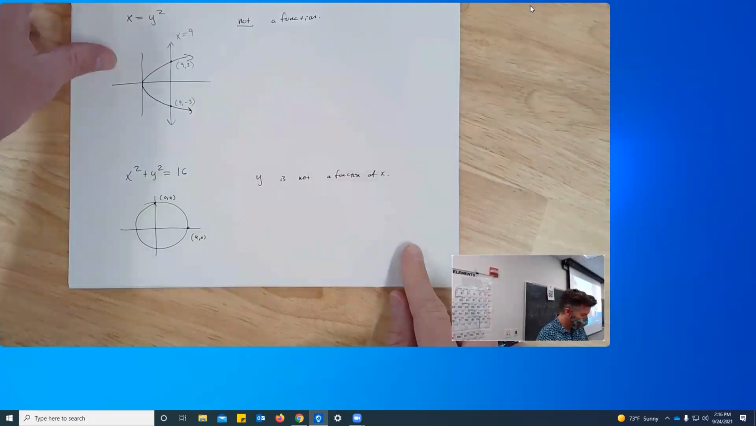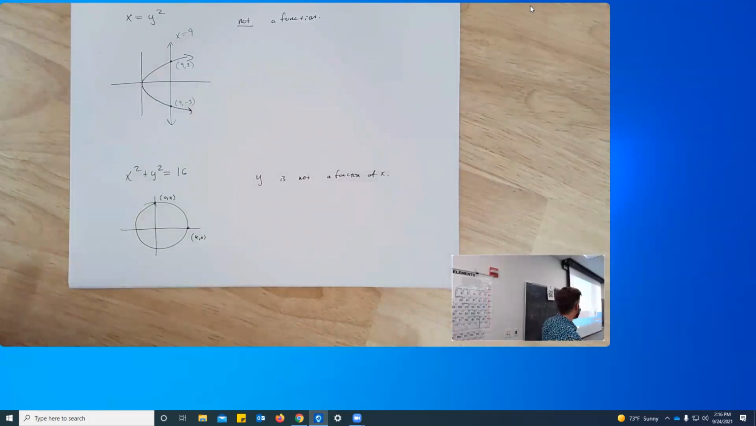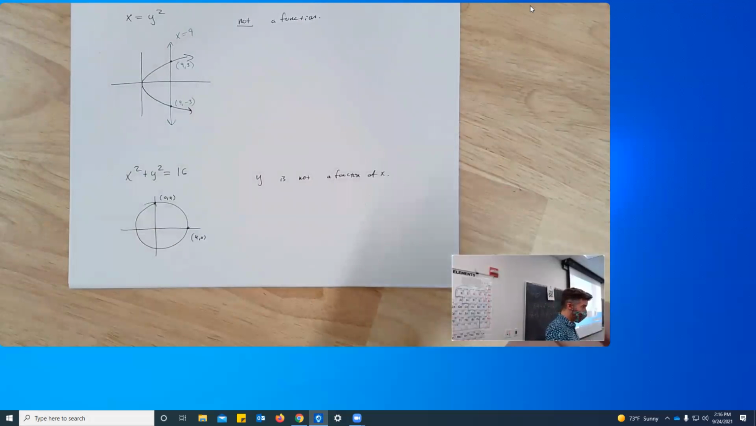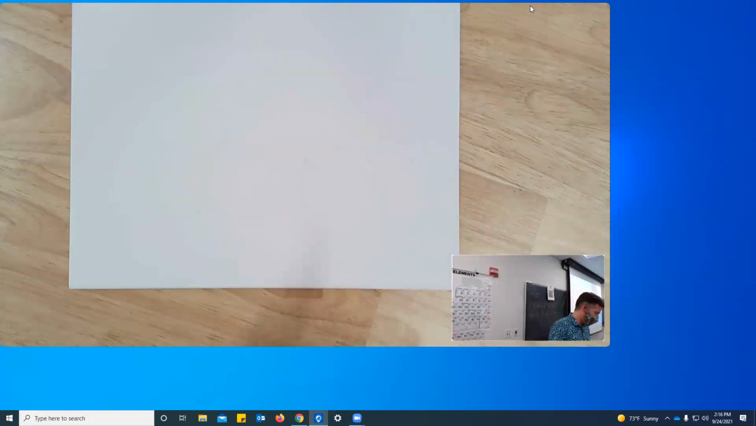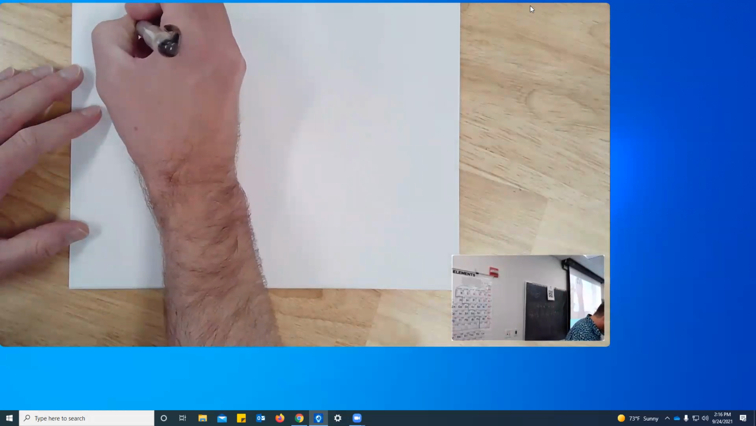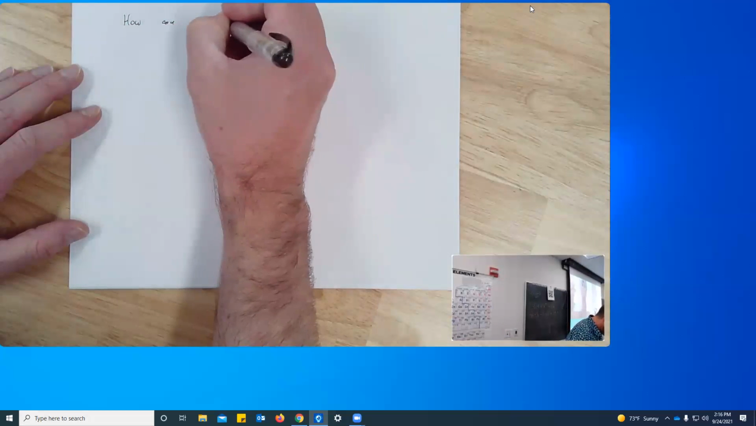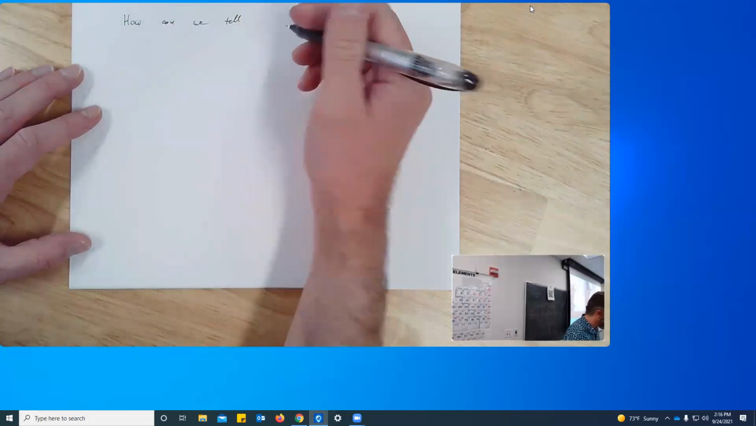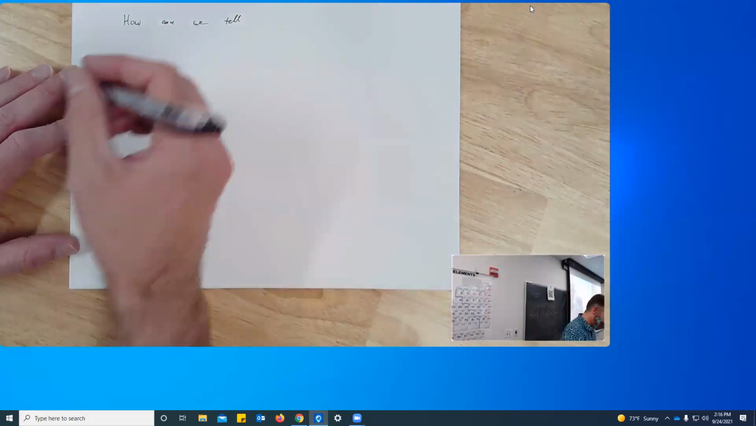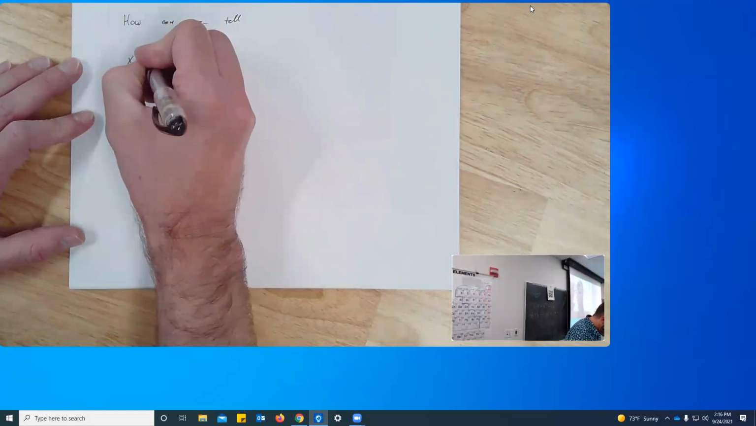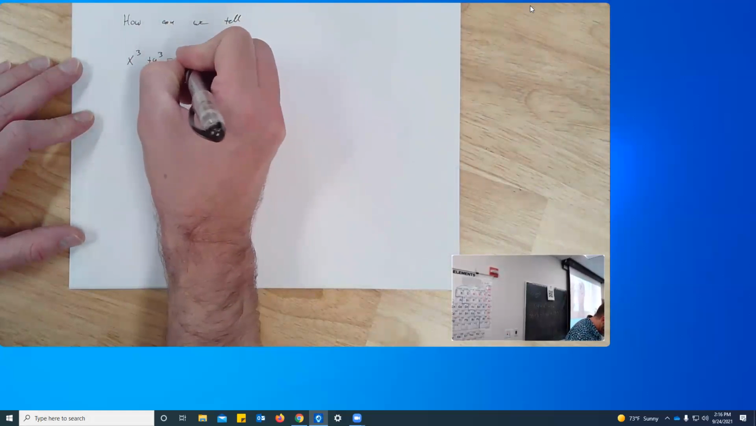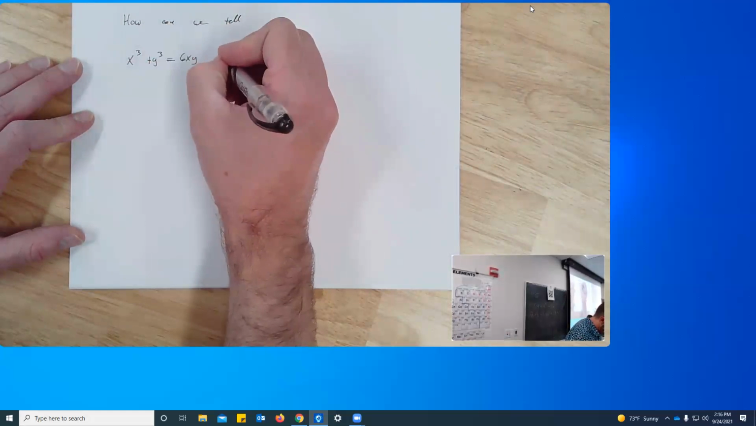The other thing is, how can you tell something's not a function without actually graphing it, right? Because maybe we don't want to graph it. So how can we tell that? Let's do something like X cubed plus Y cubed equals 6xy. How can you tell that is not a function?